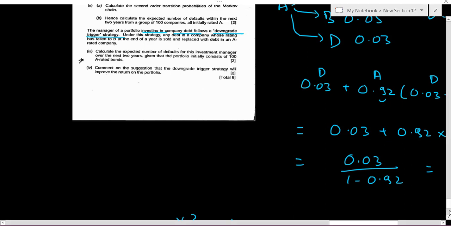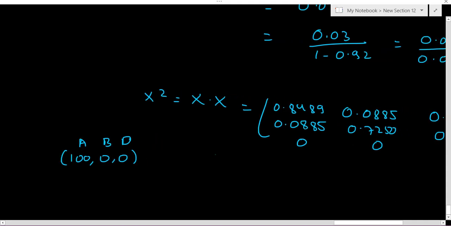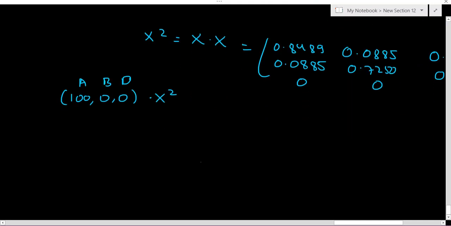So your initial distribution is given here as 100, 0, 0, all are rated A. So if you have A, B and D, your initial distribution is this, and you want to find out what would be the proportion of companies which would have defaulted after 2 years. So I can just directly multiply it with X square in order to find that probability, because I'll just multiply it with X twice, right?